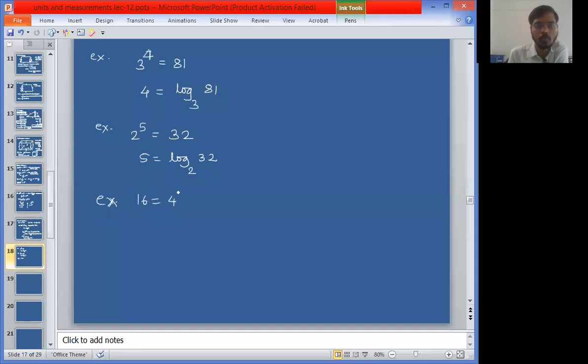One more example. 16 is equal to 4 square. Now this is index, this is base, and the answer is on the left hand side. No problem, you can interchange the left and right side. So again, index is equal to log of answer. Sorry, the answer is 16. Index is 2. Index is equal to log of answer to the base 4.